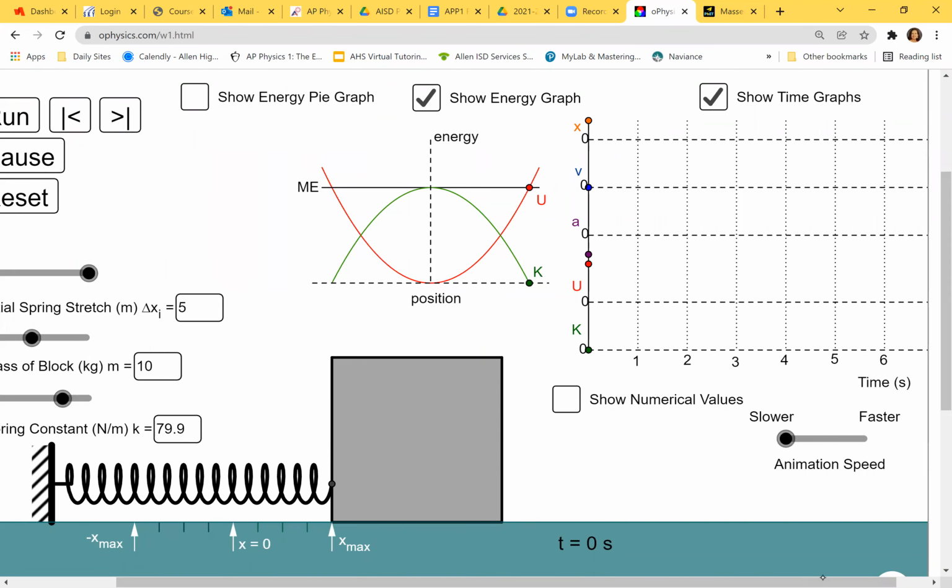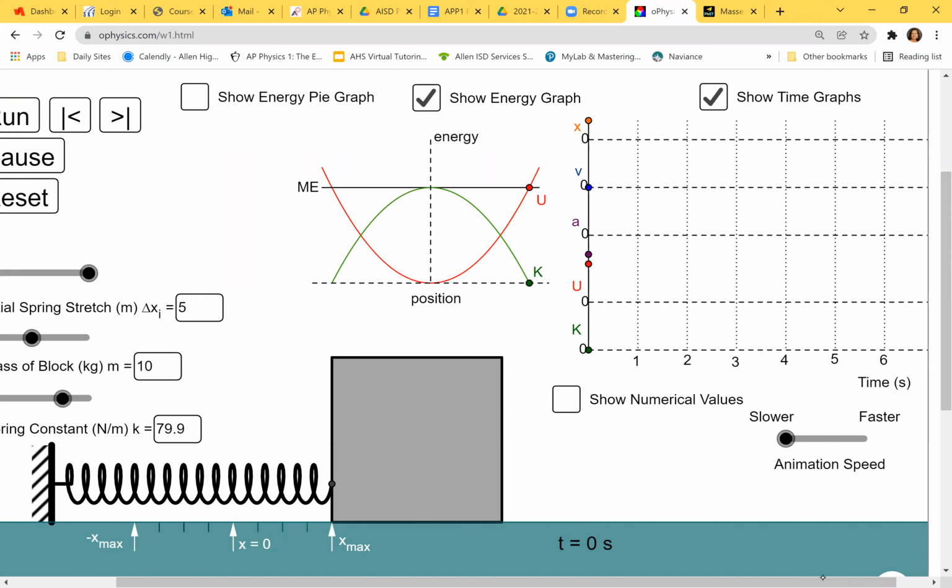And so U, potential energy, is red. Hopefully you can tell the color. It relates to the potential energy that we just talked about, but now it's going to be versus time. And then K is green. K is at the bottom there of the right side graph, and it's going to start at 0 when time begins, but it's plotted versus time.